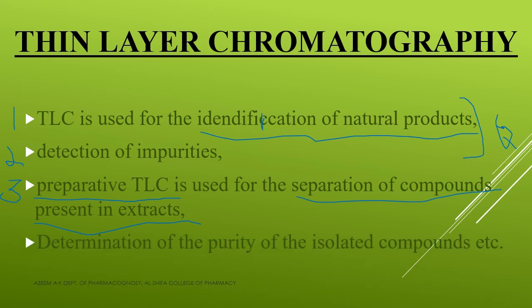Clear? Then the last, or fourth, application is the determination of purity of the isolated compound. If we apply it as a spot and run thin layer chromatography, and it is pure, we will get only a single spot. So it is used in the determination of purity of the isolated compound.